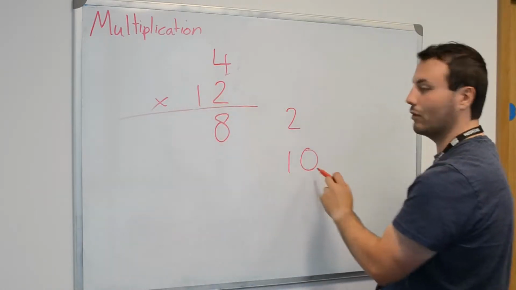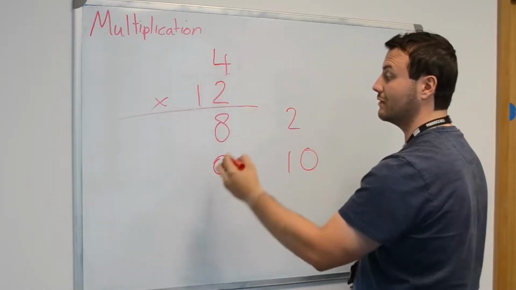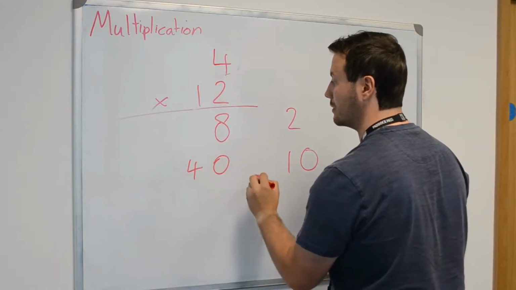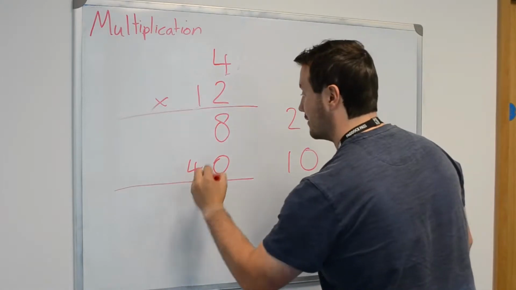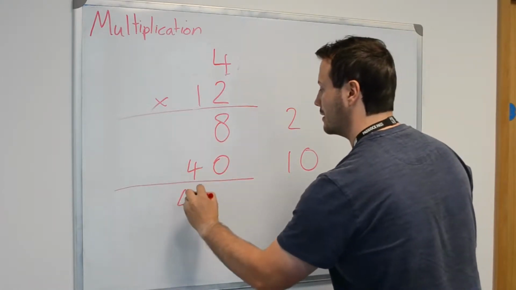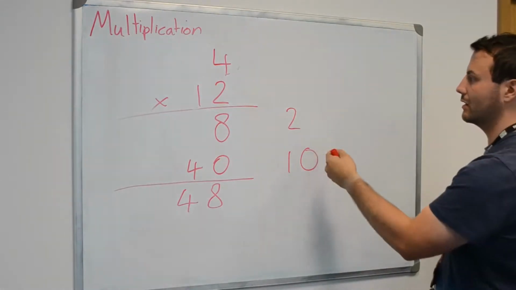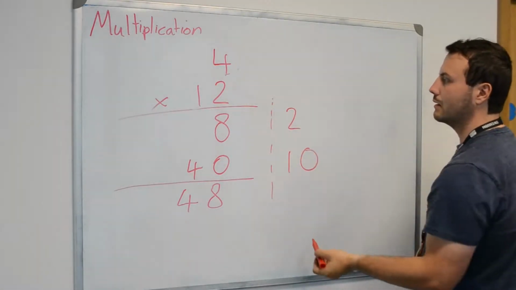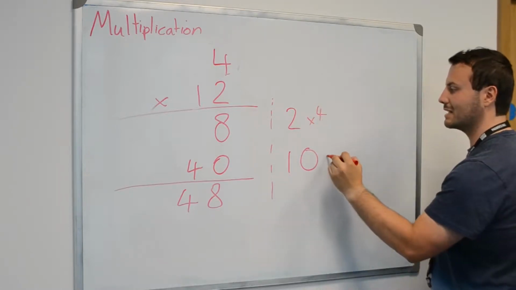Now, really the 1 is representing a 10, so we add the 0 first. And then 1 times 4 is 4. So at this stage, you would just add the 2 together. 40 plus 8 is 48. But we can see, if we look to the side, what we've really done here is this was 2 times 4, and this was 10 times 4.